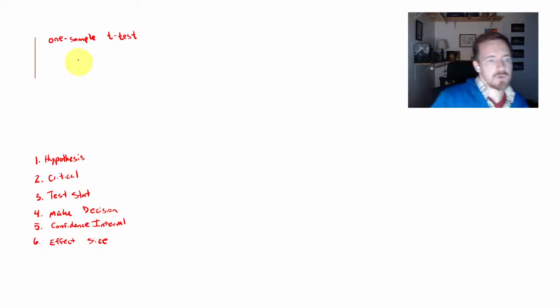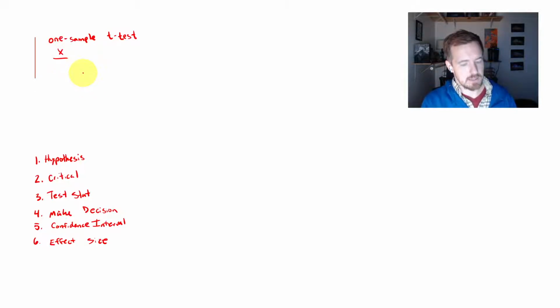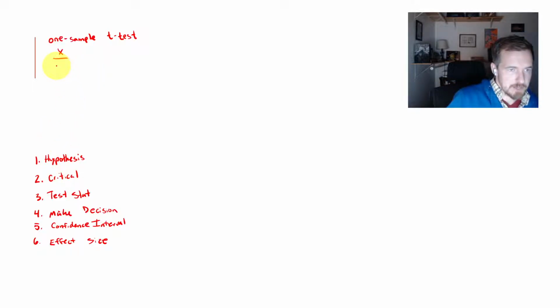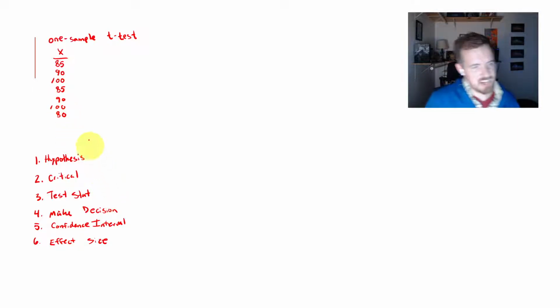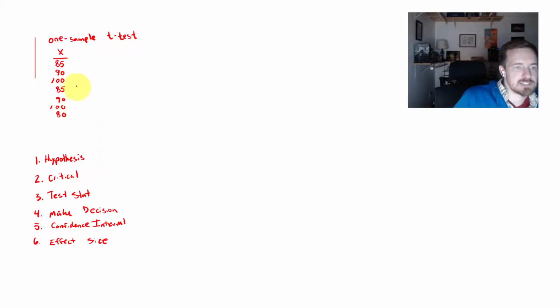Alright, so let's come up with a fake data set. Let's say that I'm looking at exam scores and I find the following scores. I'm going to make this an easy example because during the chapter we used an example where we did not reject the null, and this time I want an example where we do reject the null. So I'm going to come up with some extreme values. I have 85, 90, 100, 85, 90, 100, and 80, and let's say my population mean is going to be 70.